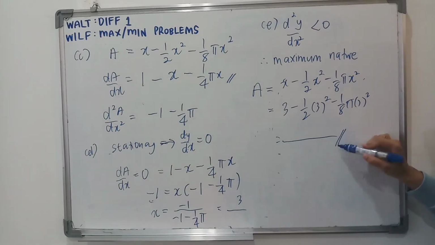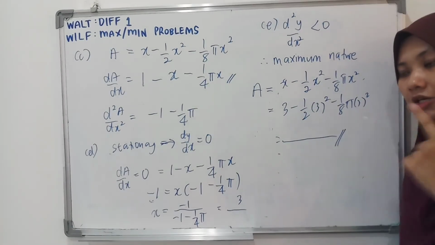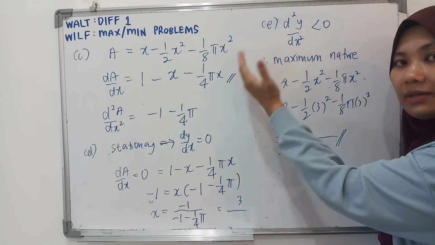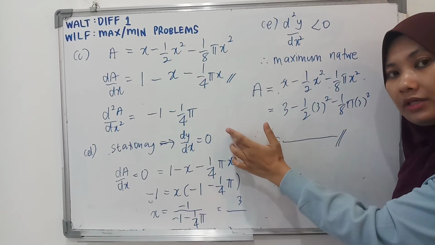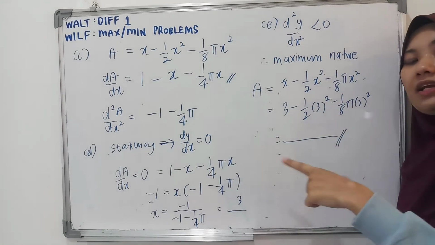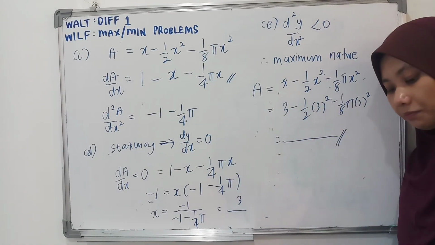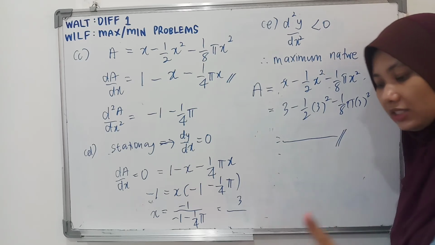Settle. Okay? So the question can ask you to show something. Find first, second derivative. The question can ask you stationary point, which is dy over dx equals 0. The question can ask you what is the nature. That's it.